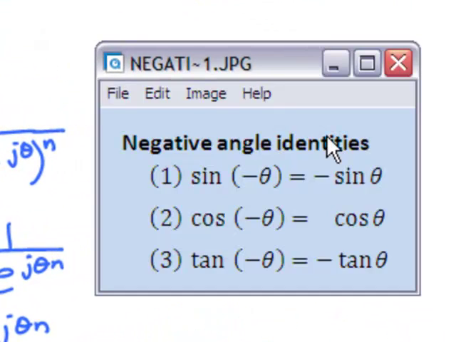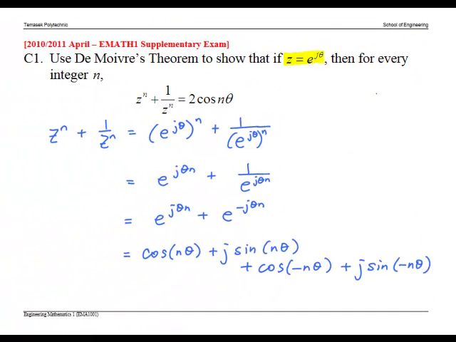Now the negative angle identity tells us that sine of a negative angle equals negative sine of the angle, and cosine of a negative angle is equal to the positive cosine theta. These two terms are equal, whereas this is equal to minus j sine n theta. We're left with 2 cosine n theta as required.